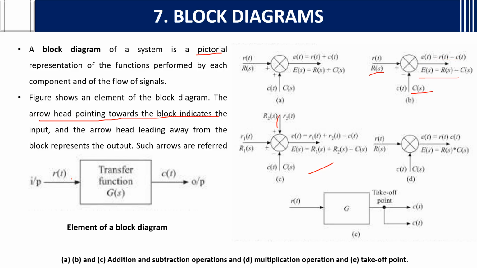Here they have taken two reference inputs as R1, R2 and C of t, and for addition, if there is minus you will put minus, if there is plus you will put plus, same. And next is multiplication. For summing point, if you put R of t and C of t with no plus or minus present, then you will multiply, that is R of t into C of t. Then this is called as takeoff point for the block diagram. This is known as takeoff point. Okay, this is the main basics.